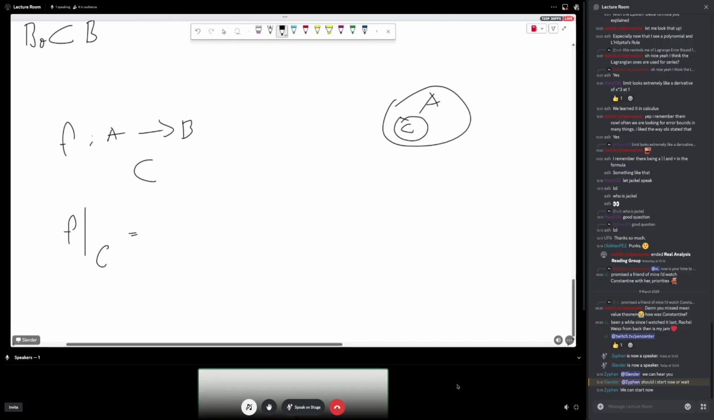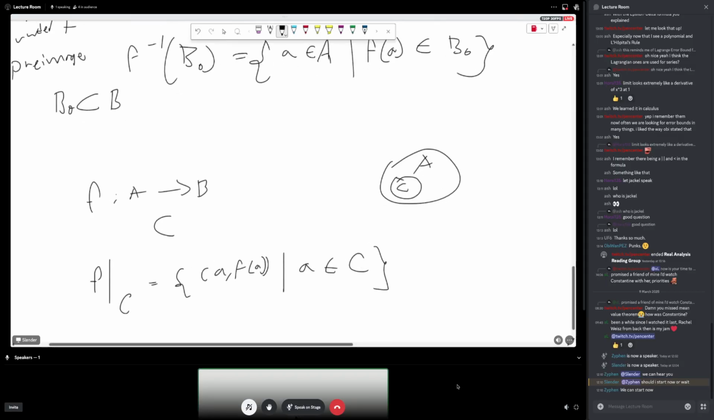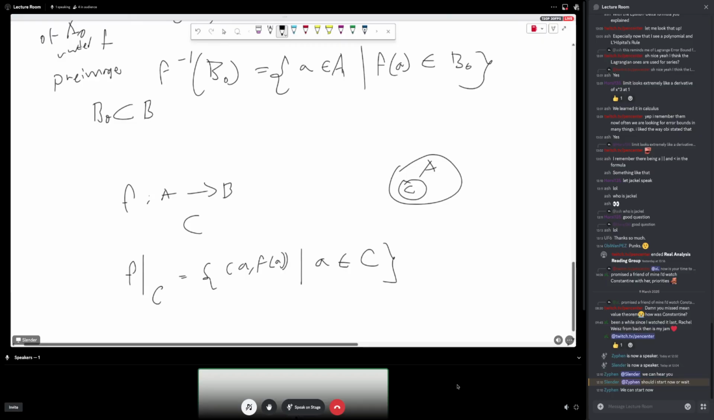So this function's rule is a bit different. We write it like this. And now notice that this A will be in this subset C. So essentially we just cut down the domain and make it smaller, into something more concentrated and focused. It's very useful sometimes. So that's the restriction of the function.